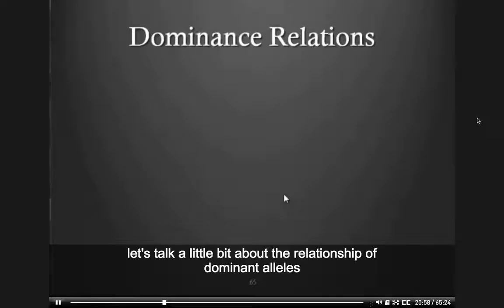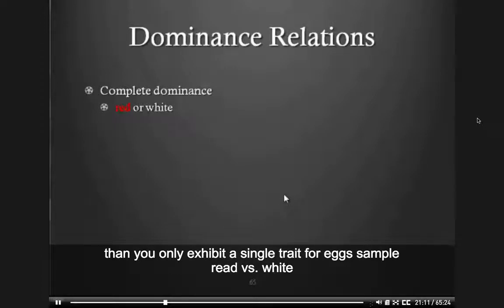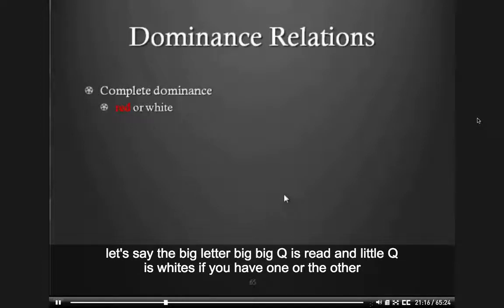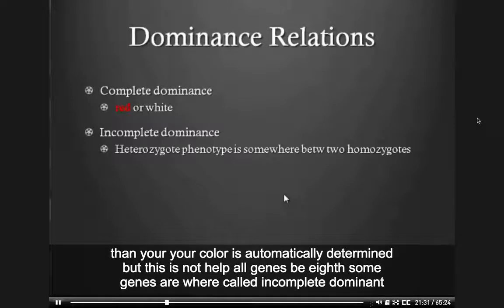Now, let's talk a little bit about the relationship of dominant alleles. If you have complete dominance, which is basically all of the cases we've talked about right now, then you only exhibit a single trait. For example, red versus white. Let's say the big letter, big Q, is red and little q is white. If you have one or the other, then your color is automatically determined. But this is not how all genes behave. Some genes are what are called incomplete dominant.